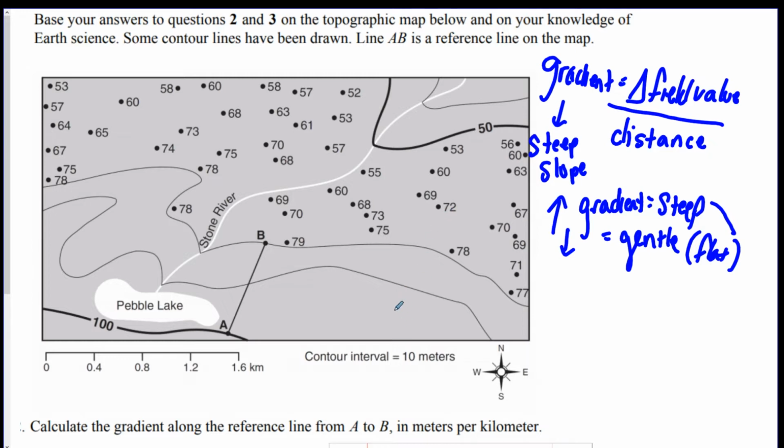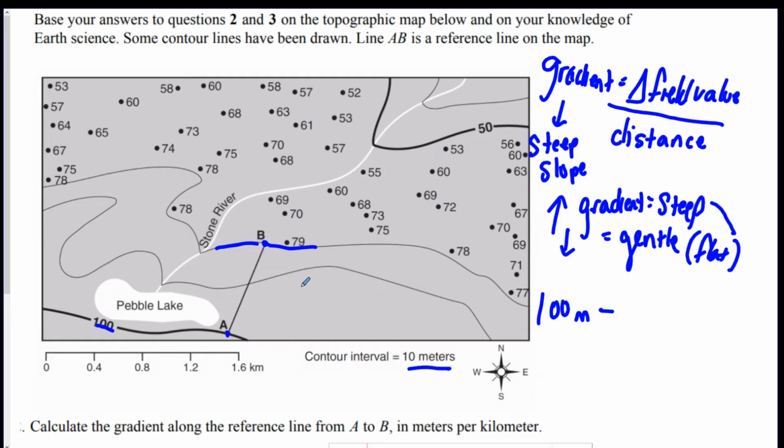So we're going to calculate the gradient from A to B. So we're going to find change in value. So that you find based on the iso line that the letter is on. So A is on the 100 line. So I'm going to start with 100, and this looks like meters. So it gives it right there, meters, minus B is on this line.